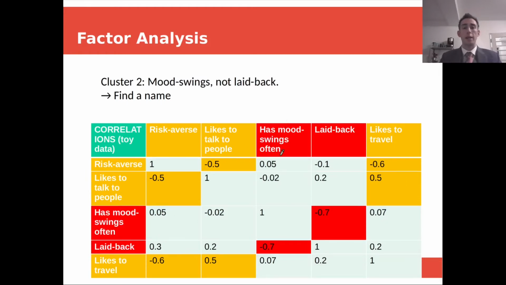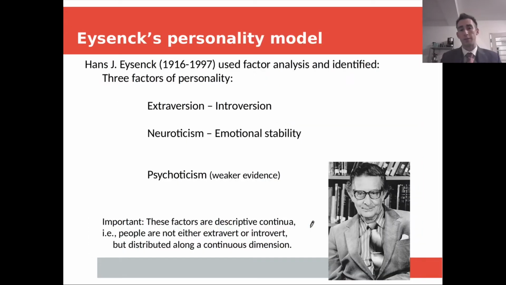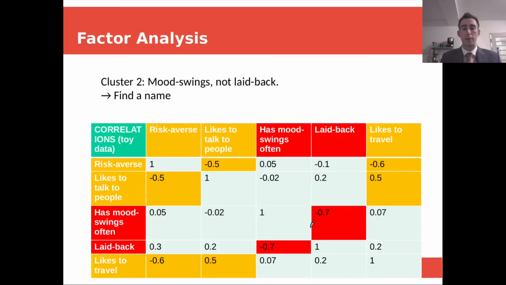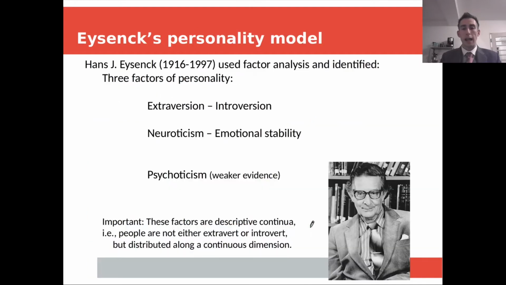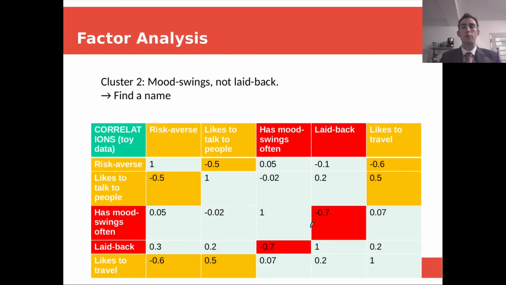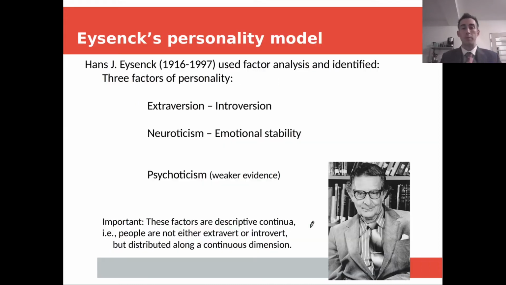Second category, let's say, has mood swings. It's correlated with laid back with negative correlation of 0.7. So in general, if you're laid back, you don't have mood swings. So that's the second possible category, cluster. And so we can categorize those clusters. So those are two sort of descriptive continua that describe people, right?